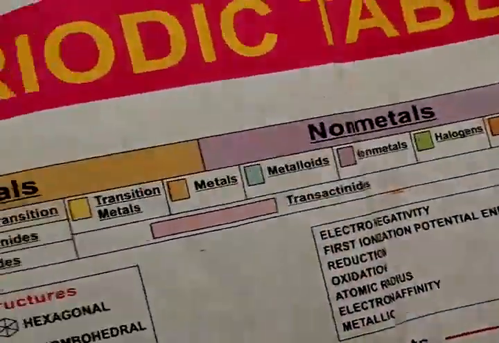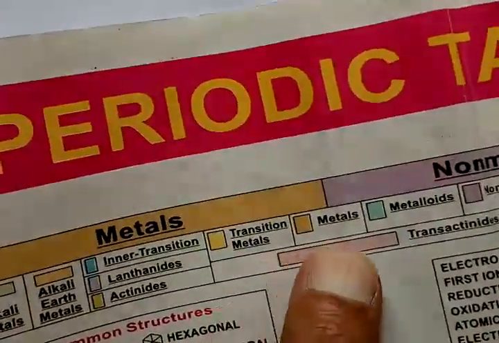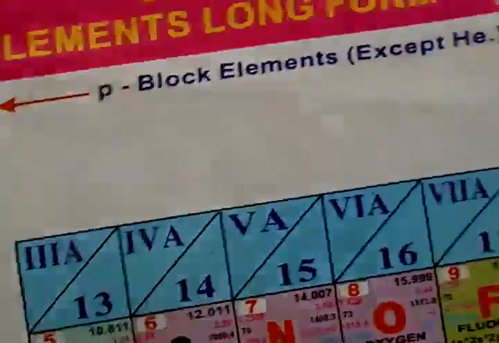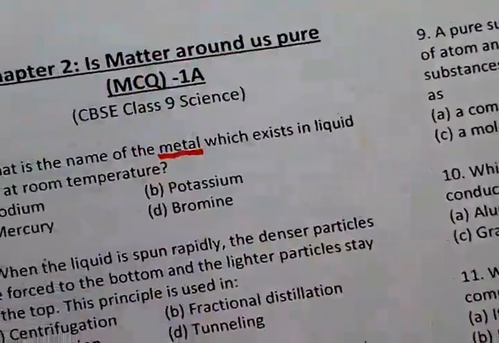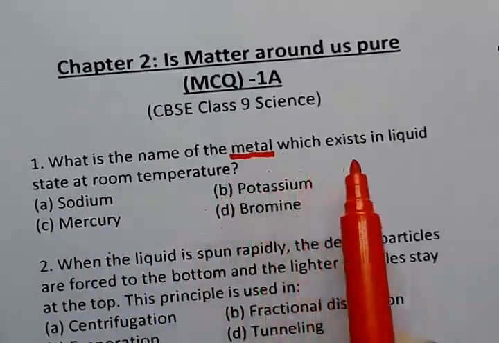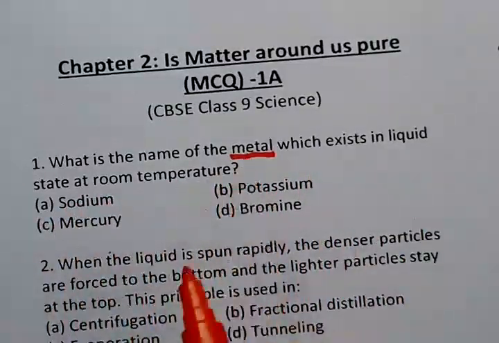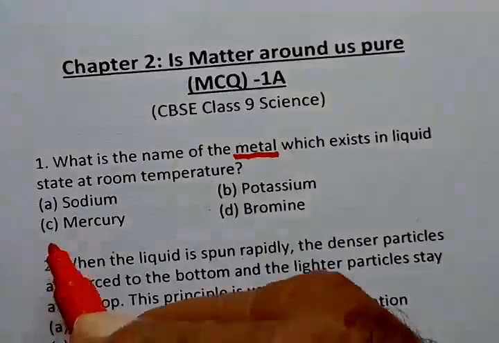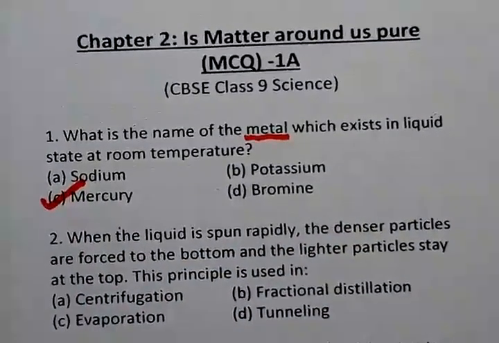See, here it is available. Metals, metalloids, non-metals, all these things colors will tell you. So this is very useful. Okay. So in our case, what is the name of the metal which exists in liquid state at room temperature? Metal means we have to take mercury. Okay.